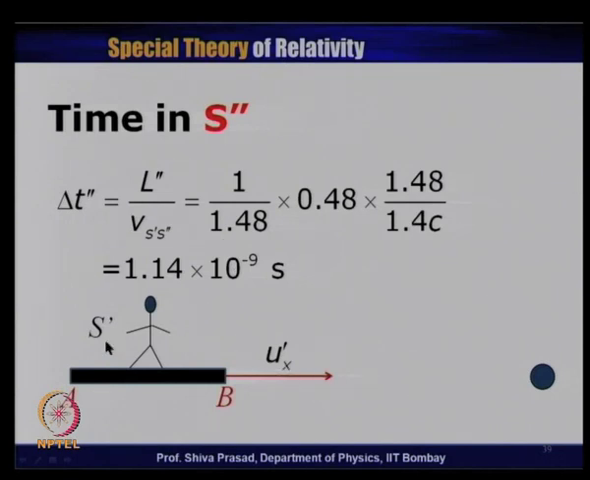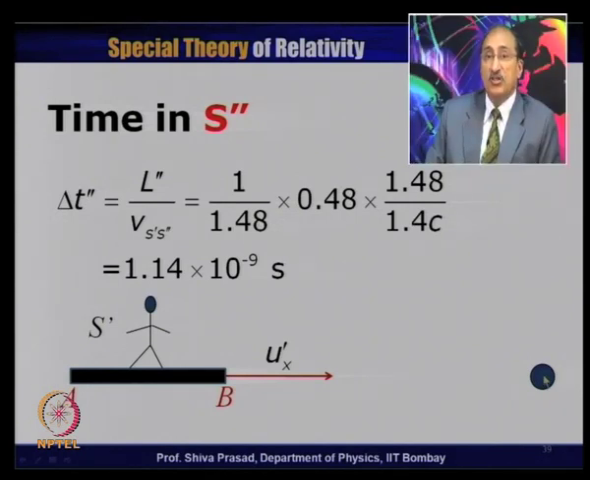As far as the S double prime frame is concerned, it means the frame of the particle. He would feel as if the rod is coming towards him. First end B reaches him, then end A reaches him, and as we have discussed earlier, because both these events are occurring at the same position as far as S double prime is concerned, this particular time interval turned out to be proper, but length is not proper in this particular case.